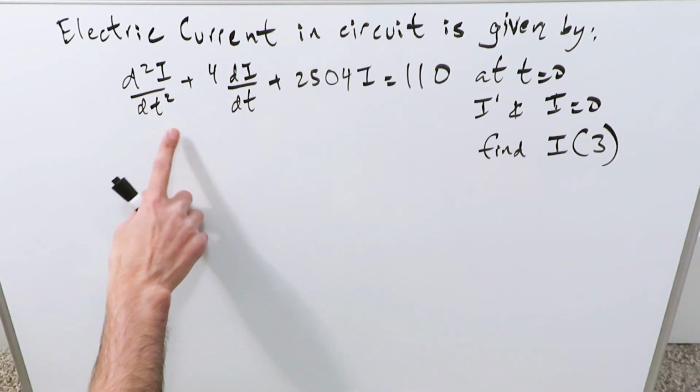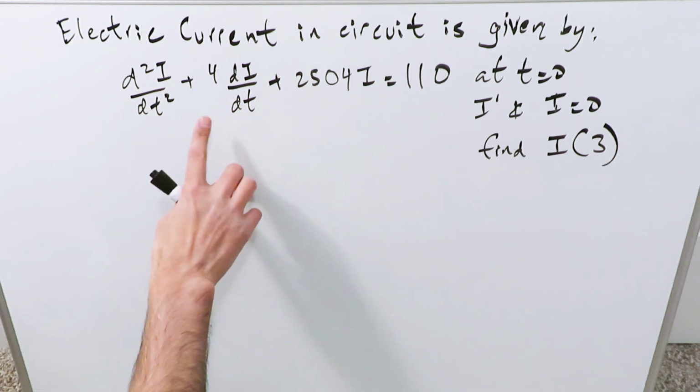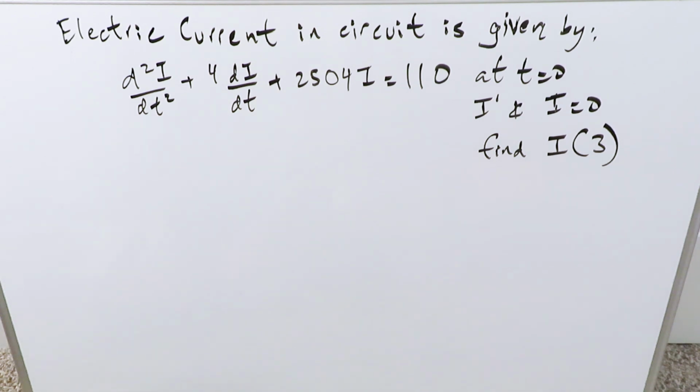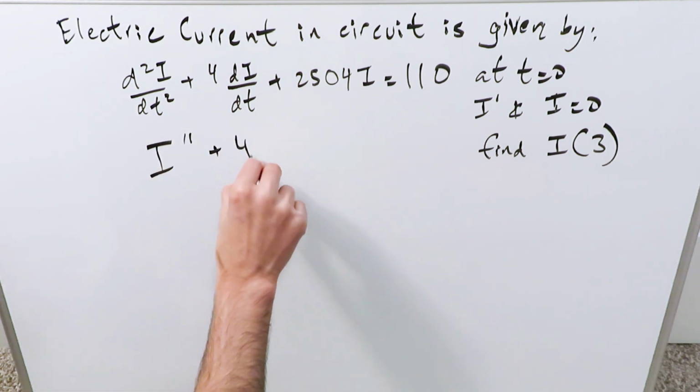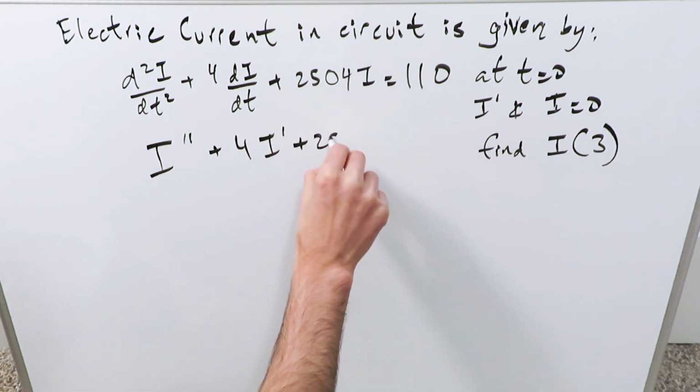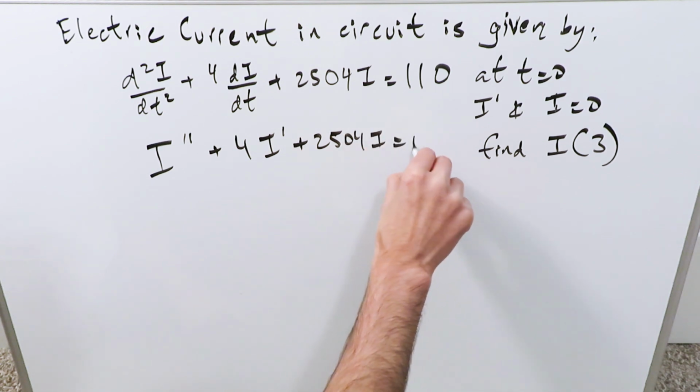d²I/dt², where t is your time and I is your current, plus 4 dI/dt plus 2504 I is equal to 110. In essence, this is what we have: your second order plus 4 times your first order plus 2504 I is equal to 110.